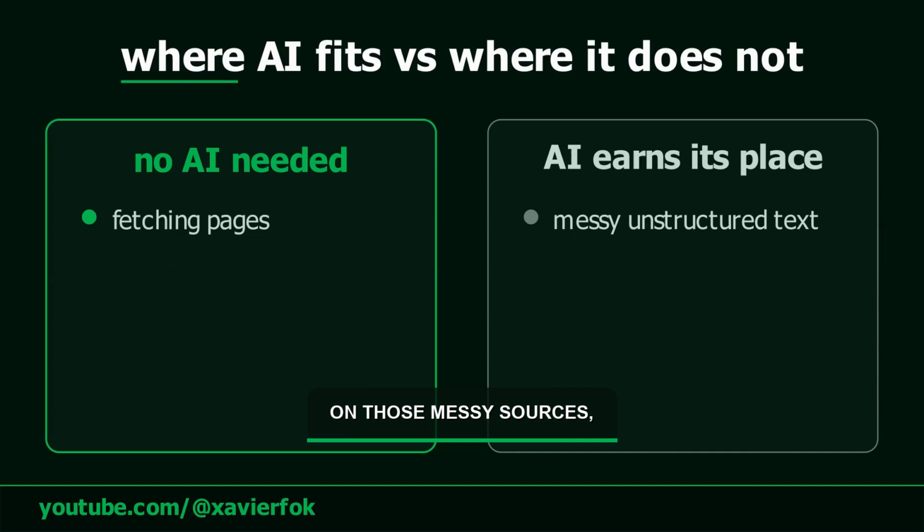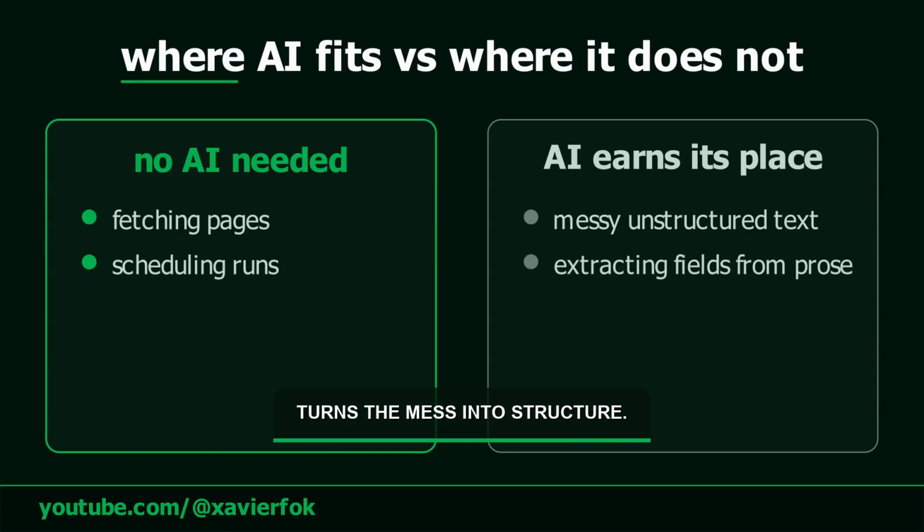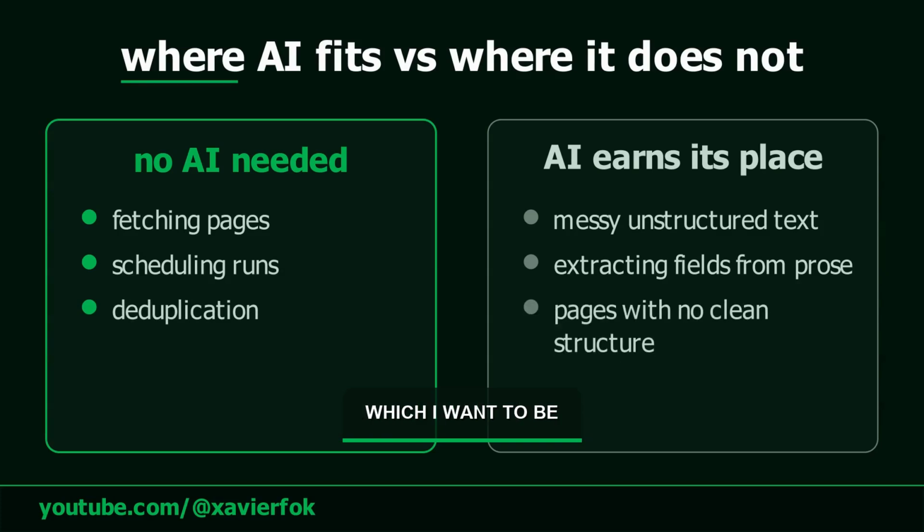So on those messy sources, the scraper fetches the raw text the normal way, and then a small AI step turns the mess into structure. That is the only place the model touches the pipeline. And that AI step comes with its own honest trade-offs, which I want to be straight about.